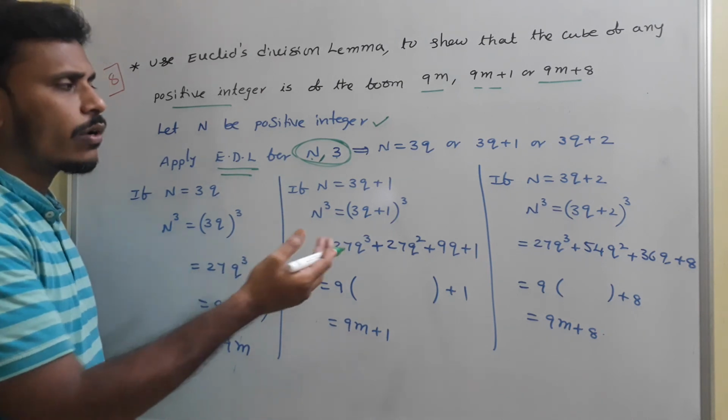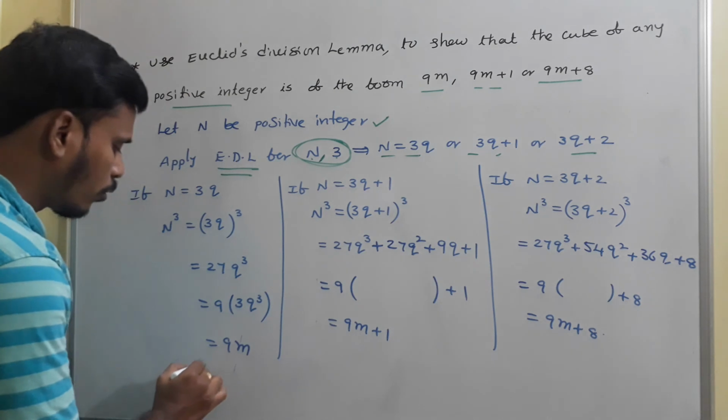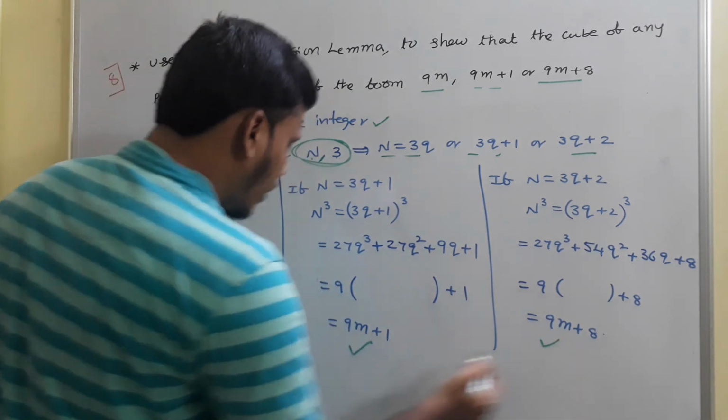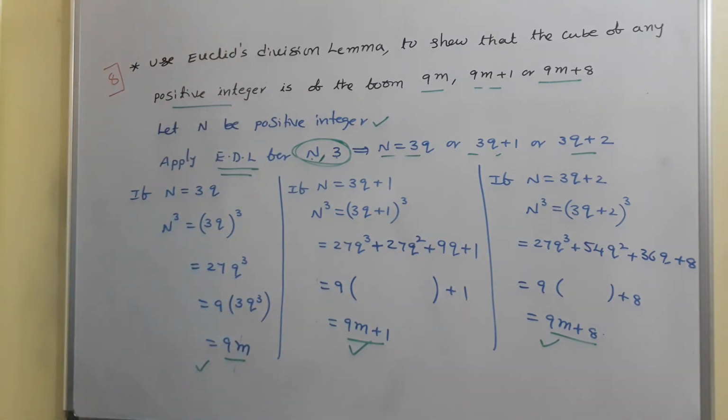Okay, then this is somewhat comfortable. So these are the three possibilities. In each possibility you just cube n, and at the end the answers are 9m or 9m plus 1 or 9m plus 8. Okay, just have a look.